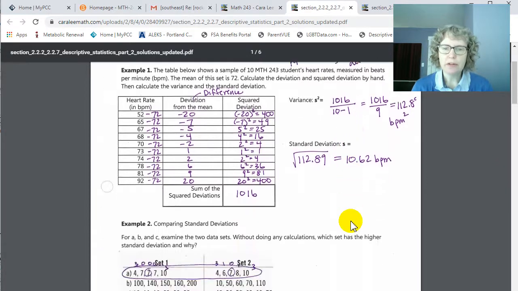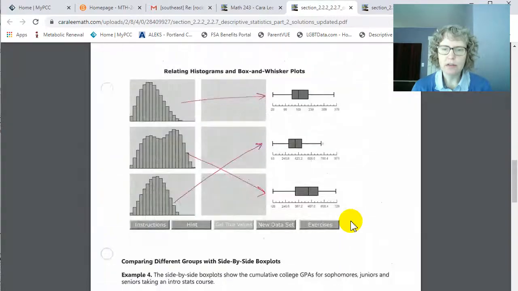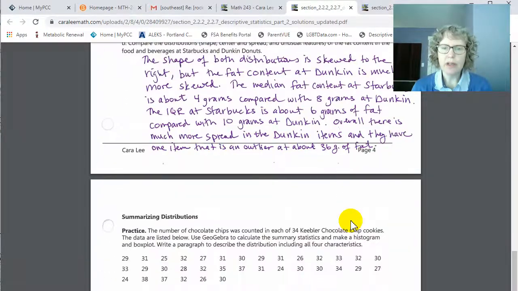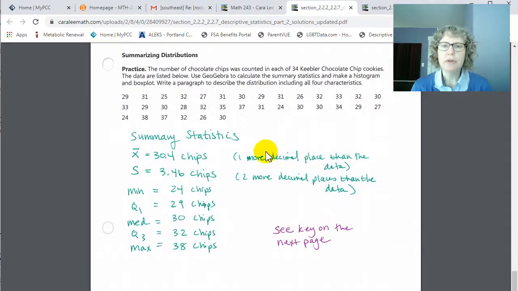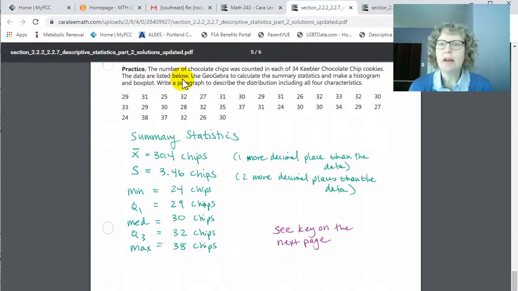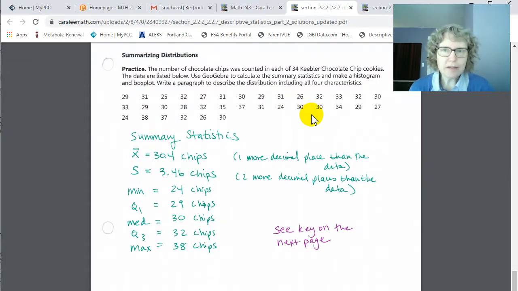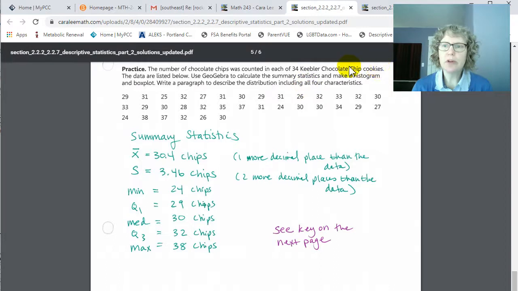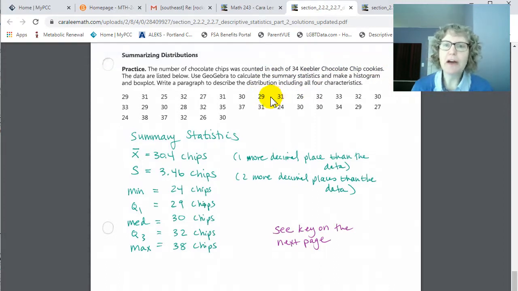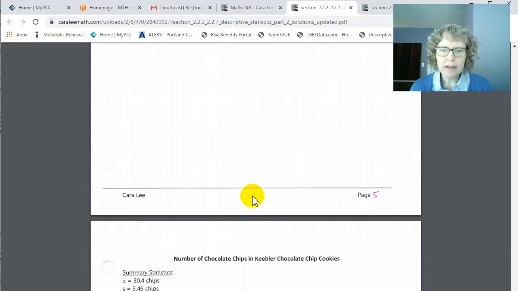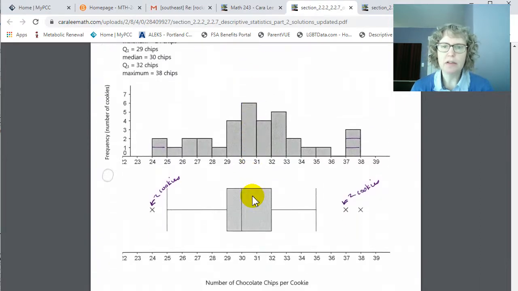Here's some calculation of standard deviation. I think this is all the way at the end. Okay, yes. So here is some data about the number of chocolate chips in those little Keebler chocolate chip cookies. There are 34 chocolate chip cookies, and someone dissected them or ate them or somehow counted the chocolate chips in the cookies. Okay, so I've got the summary statistics here, and then I've got the paragraph.